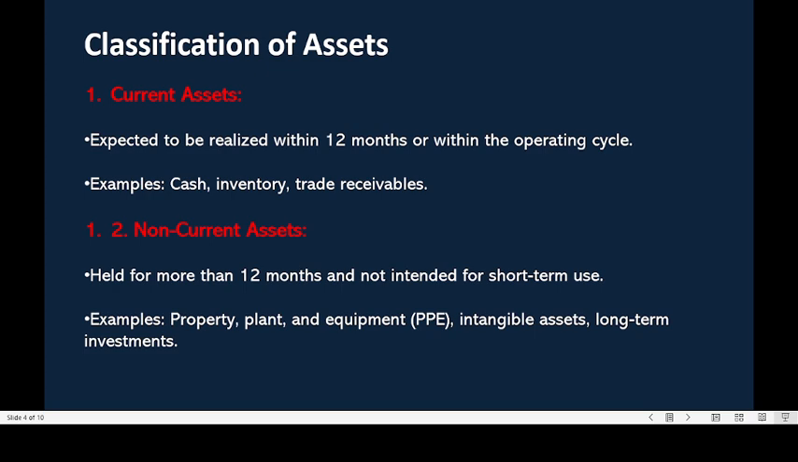Non-current assets, on the other hand, are held for longer-term purposes, typically more than 12 months. Examples include property, plant, and equipment, PPE, intangible assets, and long-term investments. For example, a factory building or a patent would fall under non-current assets.